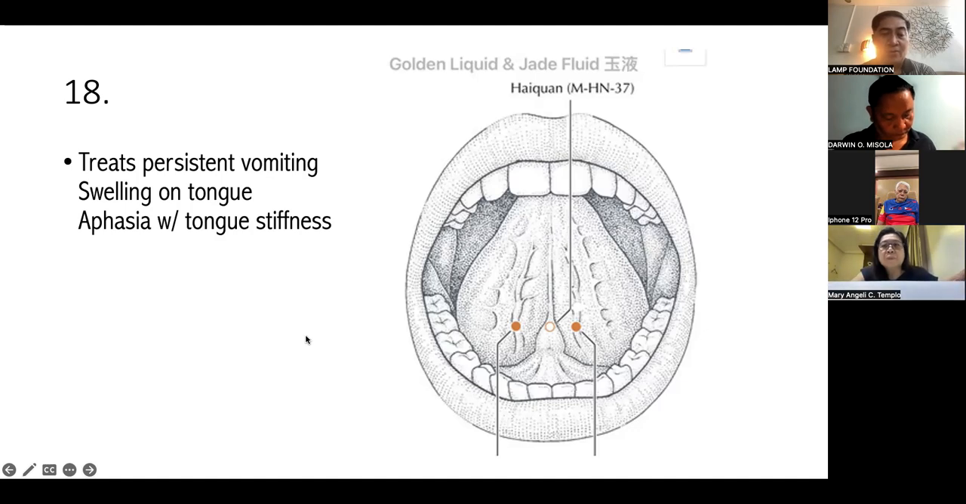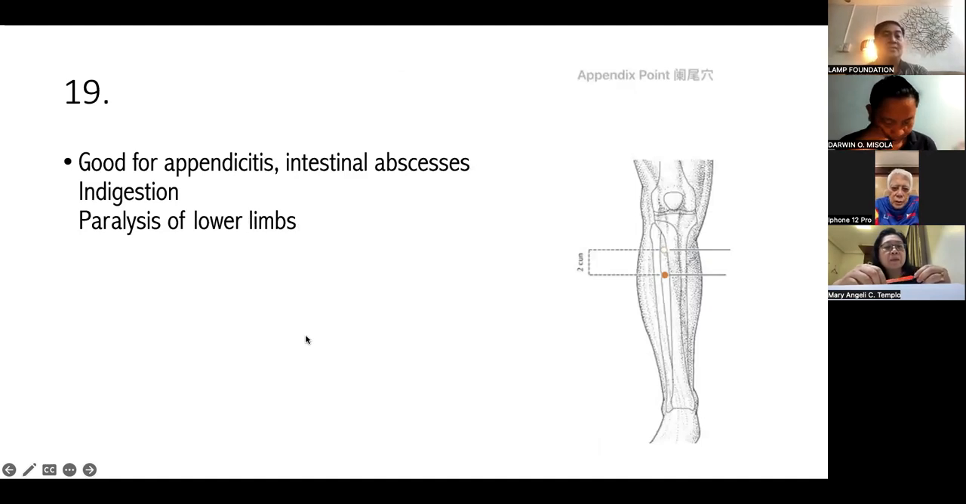Ewan ko kung mag-aalok si Dr. Webb na magtusok niyan. Kailangan marami kang tissue paper. Okay. Number 19. Yeah, this one is another very good point. Aside from the danang shui, ito naman for appendicitis, intestinal abscesses, indigestion, paralysis of lower limbs. As you can see, it's located just below. Anong point yan? Ma'am Lane.